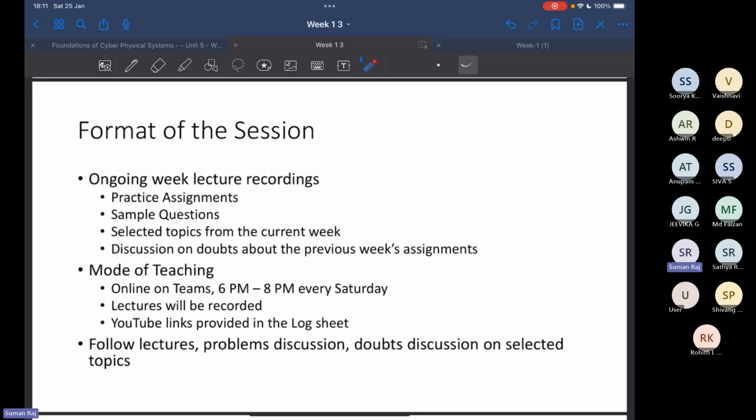So basically, as I said, these TA sessions are for PMRF students. This course has two TAs. One TA session happens 3 to 5, as you said, and the other one happens 6 to 8. My session will happen every Saturday, 6 to 8 only. The other timing is for the other TA. So you can join either of these depending on your availability.